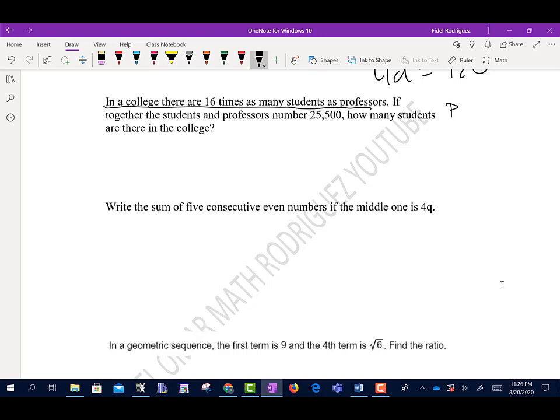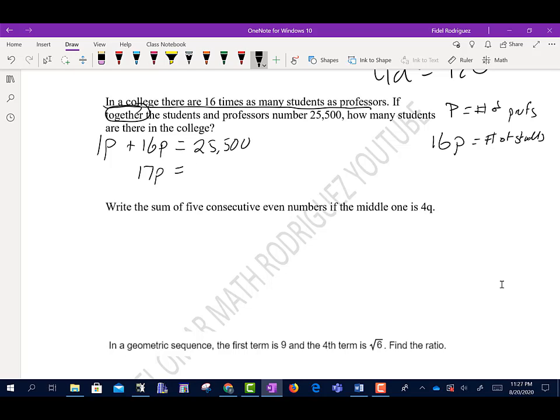So how about we say P is the number of profs? Then 16P would be the number of students. Now it says together. What do I mean by together? The number of professors plus the number of students is going to be equal to 25,500. Remember, that's a 1P. So that's going to give me 17P equals 25,500. So now I can divide both sides by 17. Okay. And let me grab my calculator again.